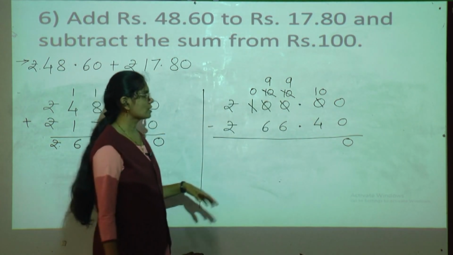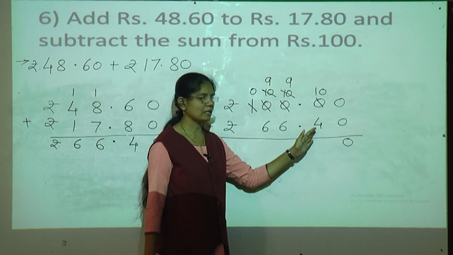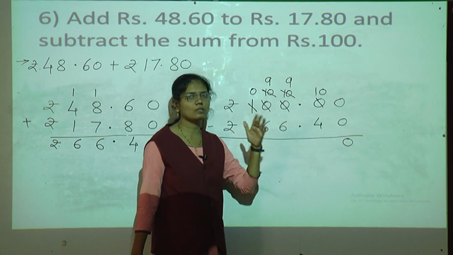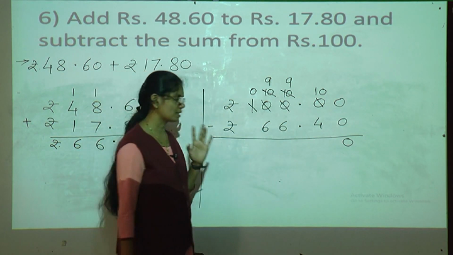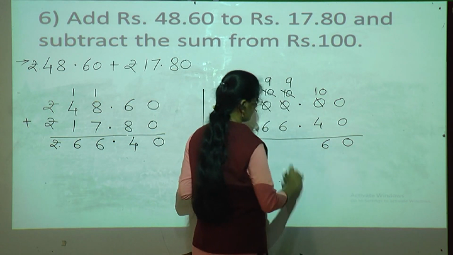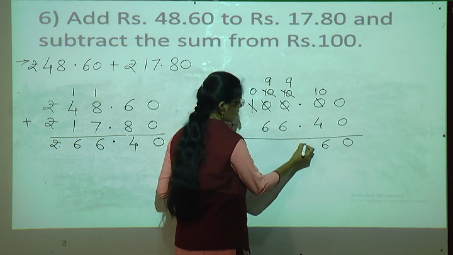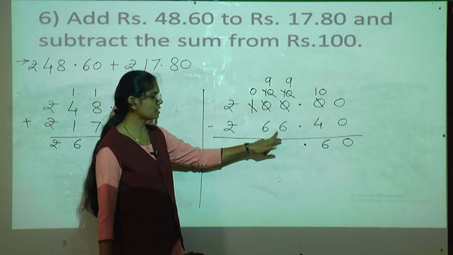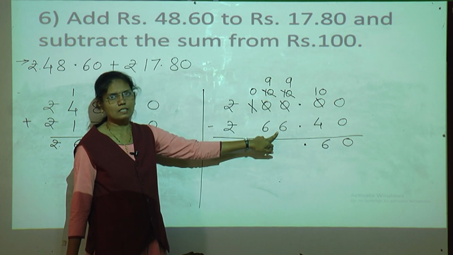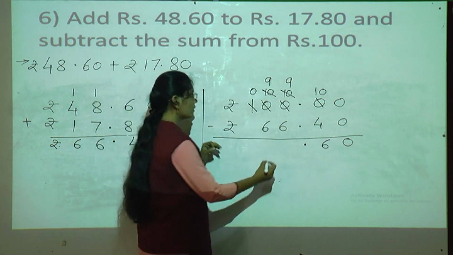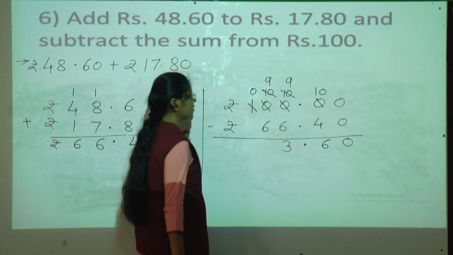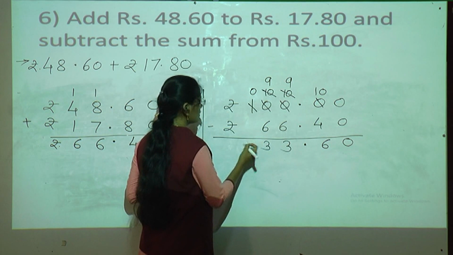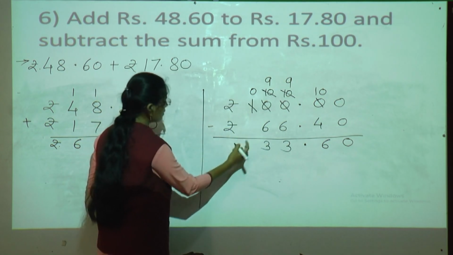Now you can easily do the subtraction here. 10 minus 4. After 4, count your 4 fingers. 6. Correct. So here we will write 6. Then here the dot is there, so we will put the dot. Now here 9 minus 6, 3. So here we will write 3. Then again here also 9 minus 6, 3. Here 0 is there, so there is no need to write 0.